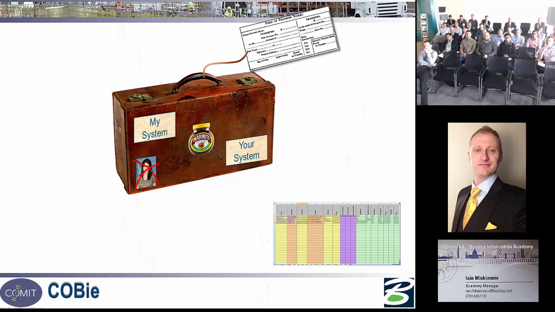But it is a problem because we can open it up and we think we're clever. Most of us are very clever. When you type in Cobie into Google, what do you get?